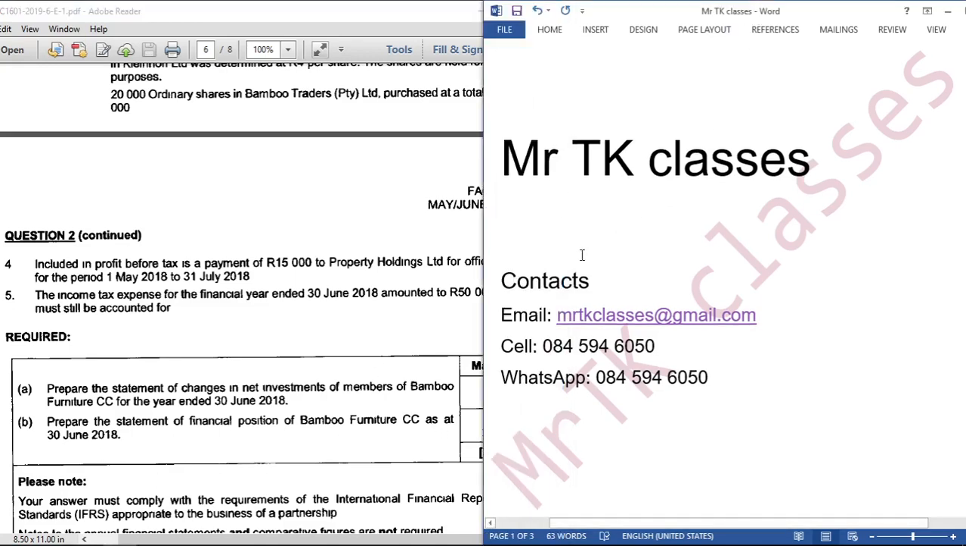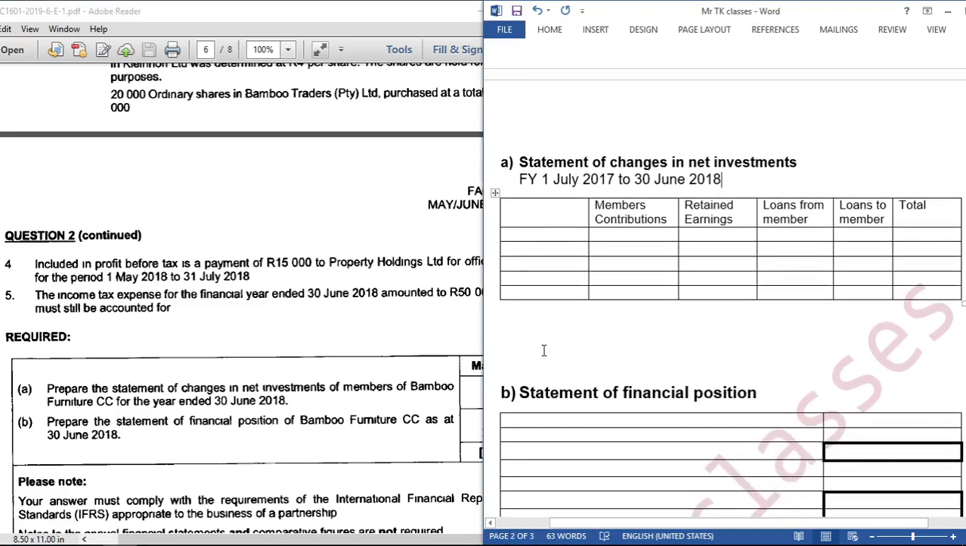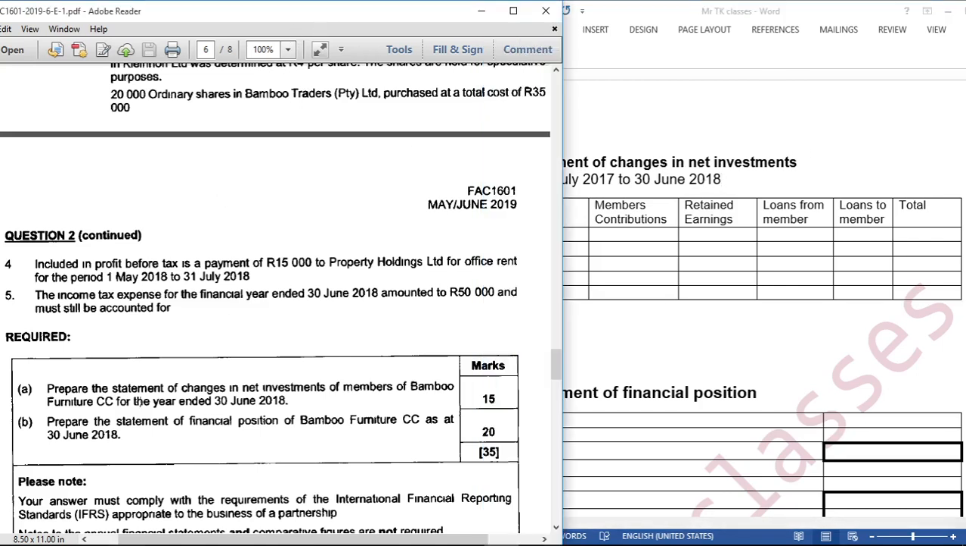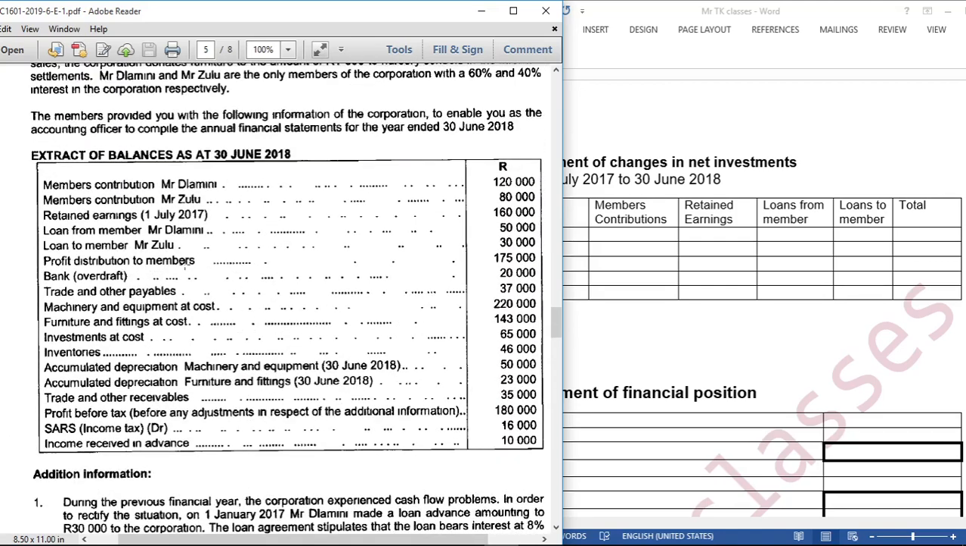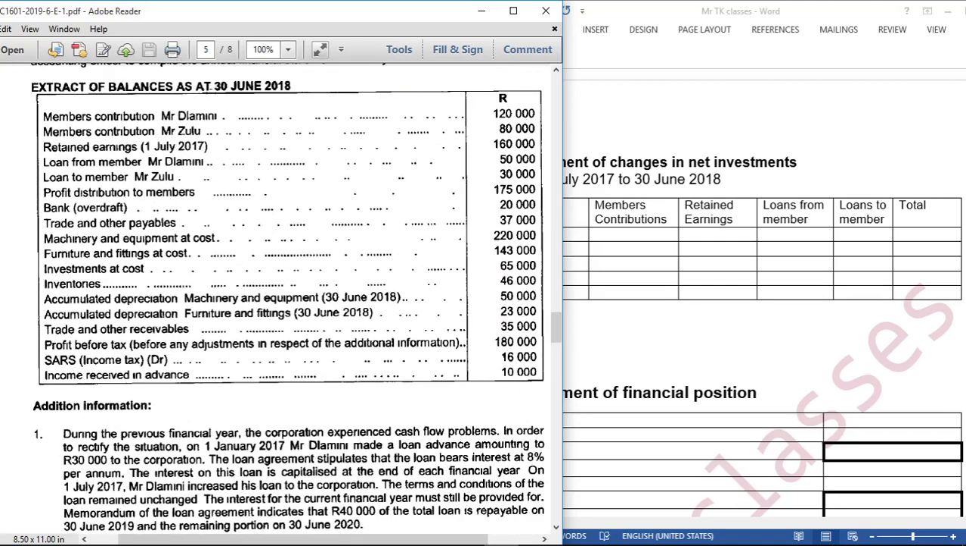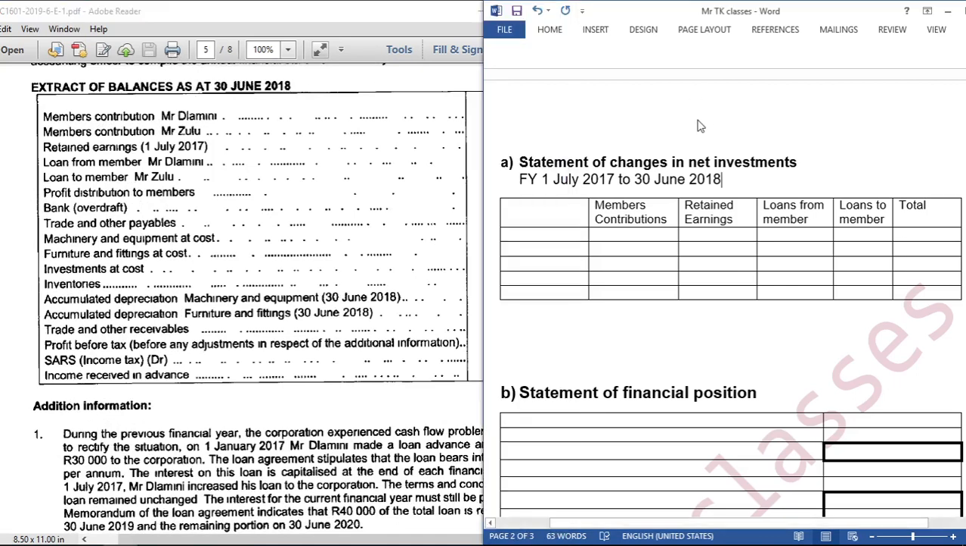All right, so we are going to do our answers here, part A and part B. We are going to do our statement of changes in net investments here. And this is our financial year. If we are looking at our requirements, we are going to see that our year is ending 30 June 2018. And if you also look at this extract, you can see that our year is ending 30 June 2018. So if our year is ending 30 June 2018, it means our year started 1 July 2017.